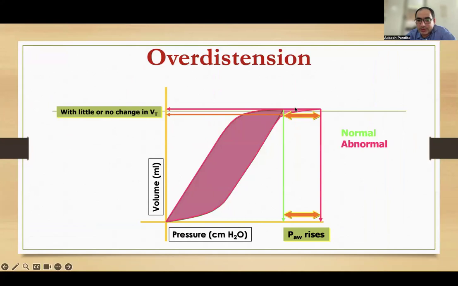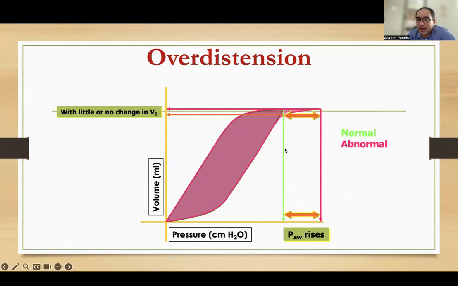So this point is also called beaking or the duck beak sign. This can also be measured by something known as C20 by C, where C20 is the compliance of the last 20% of the curve divided by the compliance of the whole curve. Usually it should be 1.